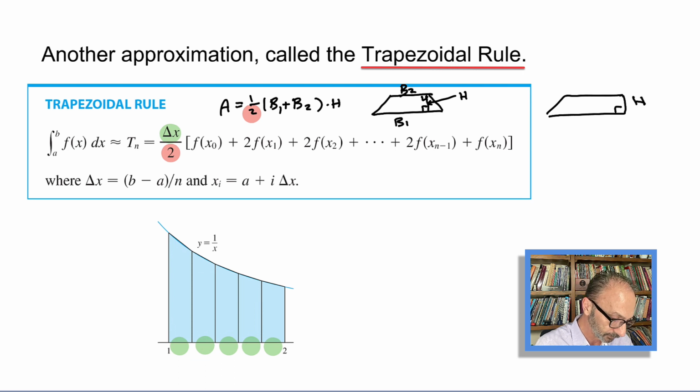Now, for the trapezoidal rule of the function 1 over x, we have a few things to consider. Delta x is going to show up. That's my delta x. Let me show you what delta x is. Delta x is going to be the green spots down below. Those are delta x. That's my delta x.